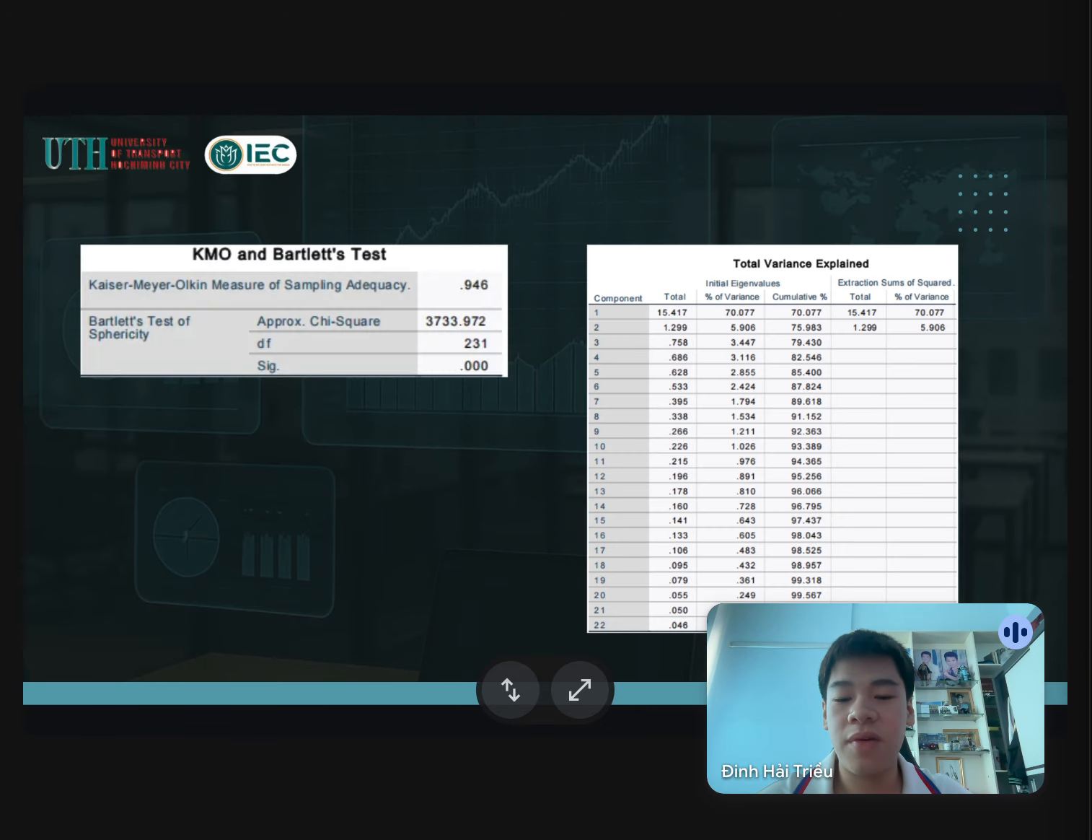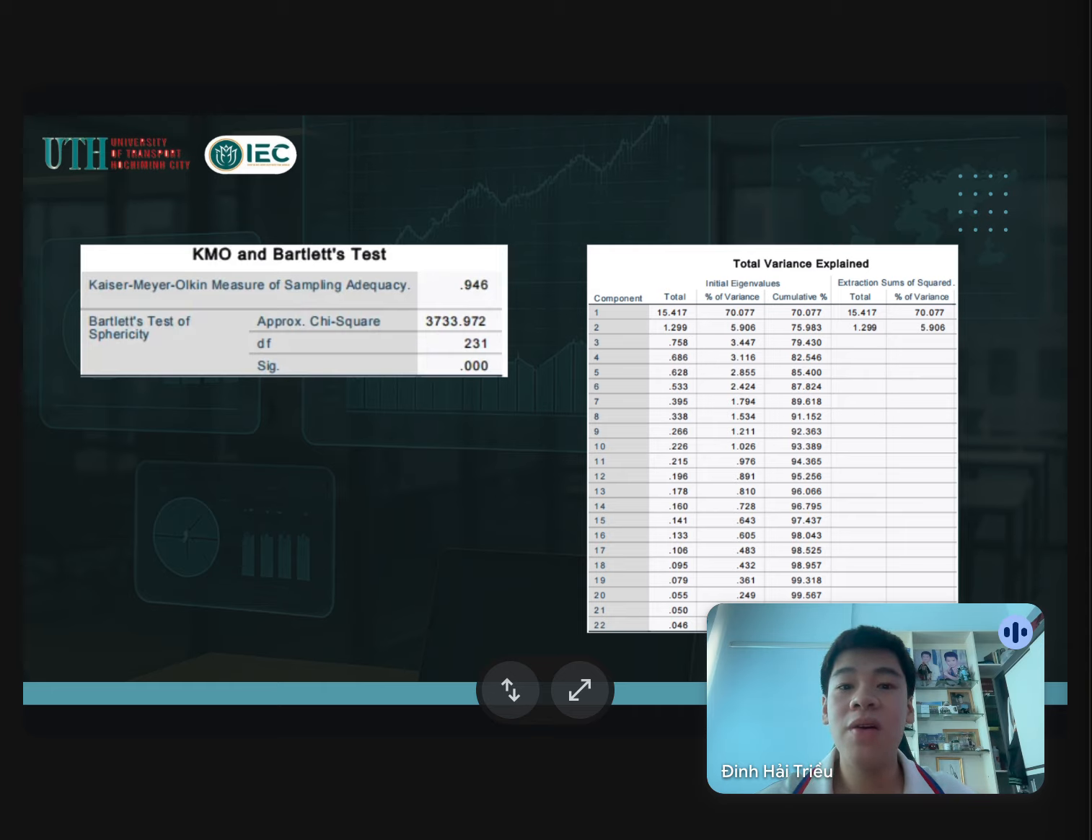After confirming the reliability of the scales, we proceed to exploratory factor analysis, commonly known as EFA. The main purpose of EFA is to examine whether the observed variables actually group together into the theoretical constructs proposed in the research model. In other words, EFA helps verify the validity of our measurement scales. The first result we examine is the KMO value.